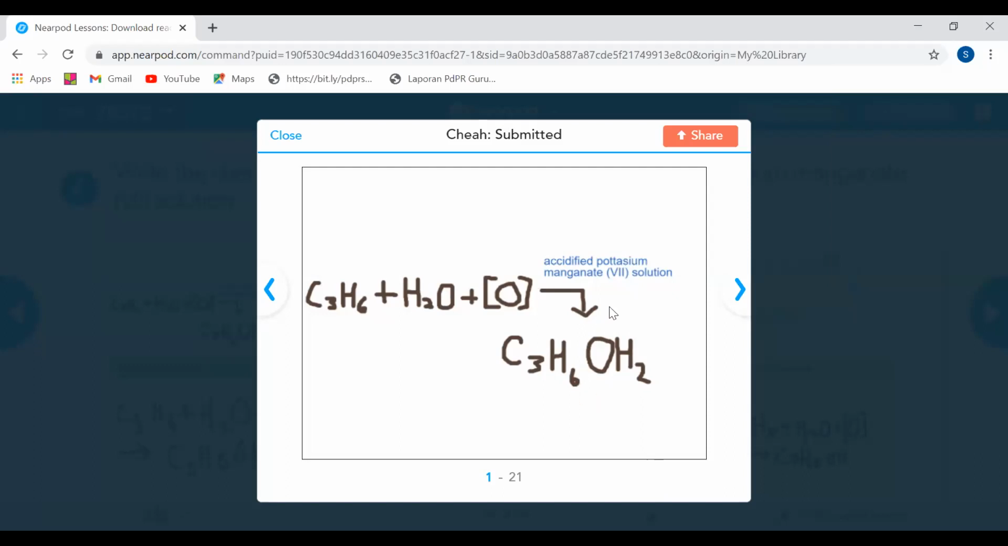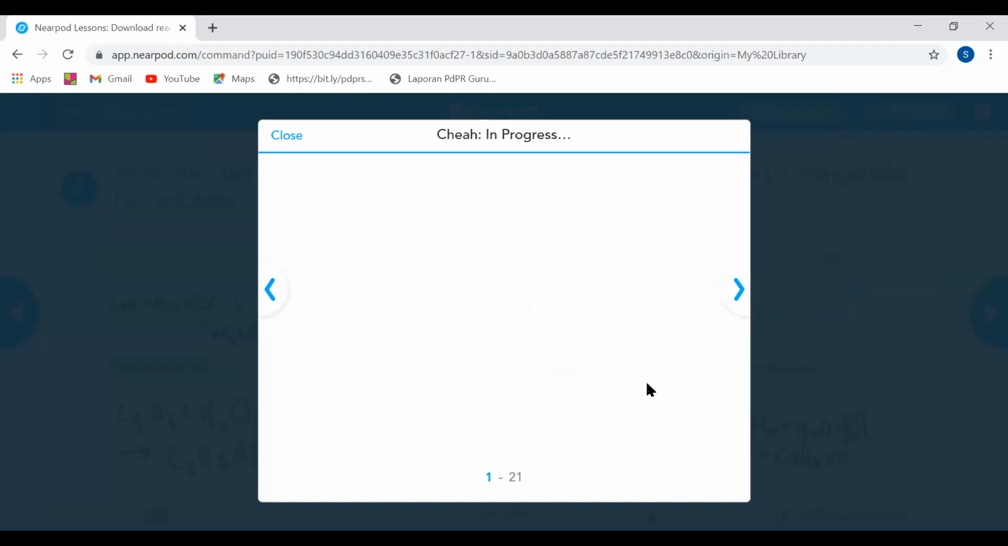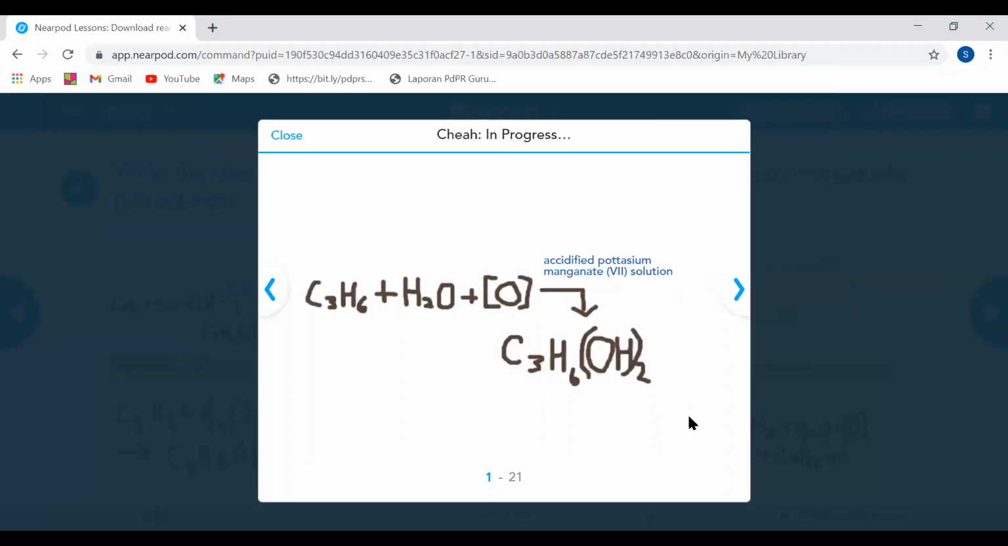Open bracket at O, close bracket after H. Because if you, Chia, put 2 here, it means only my H is 2, but no, my OH I have 2. Are you following what teacher is saying? Ah, correct, she did it. Okay, now it's a perfect answer.